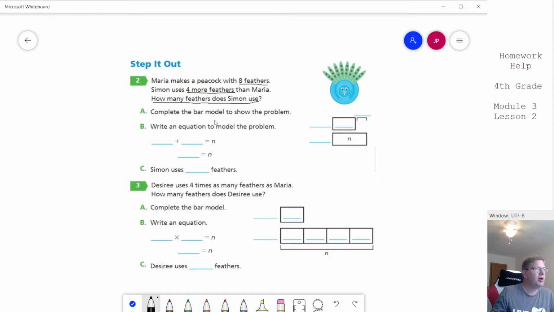So our bar model is going to be right here. We kind of use that. So for instance, Maria is using 8 here. And so we could do the 8 plus 4 here to figure out our answer. That was a really bad looking 8, sorry about that. And that would give us 12.